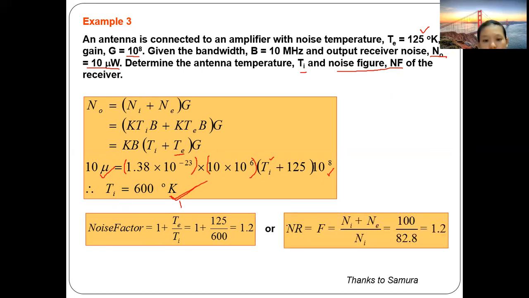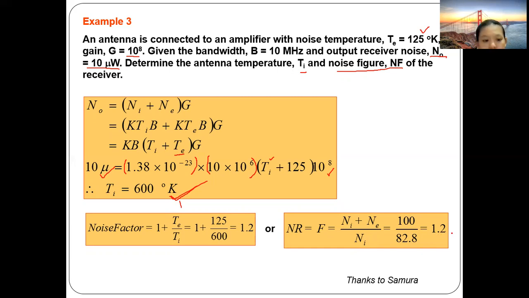Or we can use another formula: our noise ratio NR, also the noise factor F, is equal to (Ni plus Ne) divided by Ni. You can use the formula Ni is kTB, substituting the values of k, TI, and B. Then we have Ne, and you substitute the Ne value inside. Also calculate the kTB and then divide by our Ni. So we have 100 divided by 82.8, and we also get 1.2.